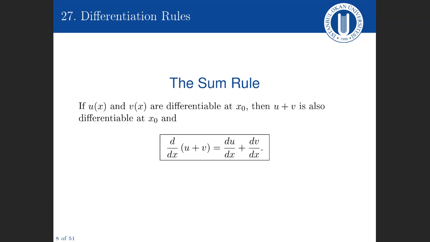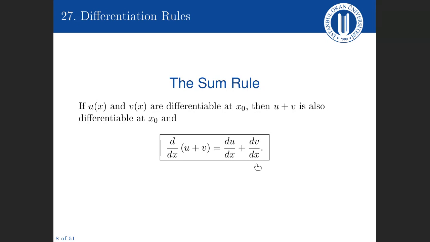The sum rule. What do we do if we have a differentiable function plus a differentiable function? Let's suppose we have two functions, u and v, and let's suppose that they're both differentiable at the point x0. Then their sum, u plus v, is also differentiable at this point. And we have a formula. The formula tells us that the derivative of u plus v is the same as the derivative of u plus the derivative of v.